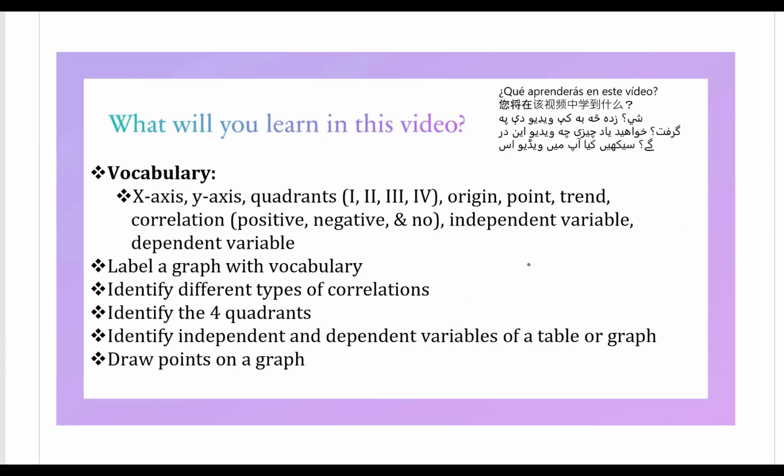Okay, what will you learn in this video? You will learn vocabulary: x-axis, y-axis, quadrants 1, 2, 3, and 4, origin, point, trend, correlations, positive, negative, and no correlation, independent variable, dependent variable. You will learn to label a graph with vocabulary. You will learn to identify different types of correlations. You will learn to identify the 4 quadrants. You will learn to identify independent and dependent variables of a table or graph. And you will learn to draw points on a graph.